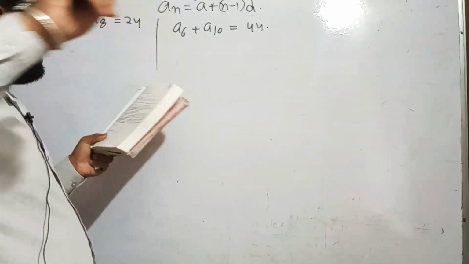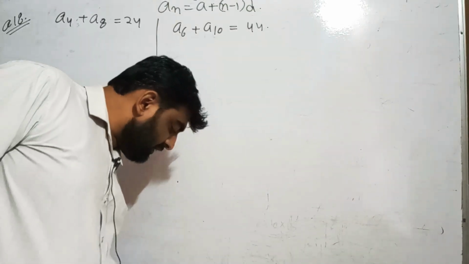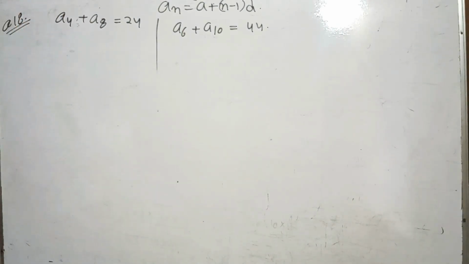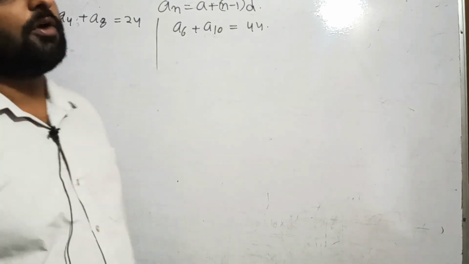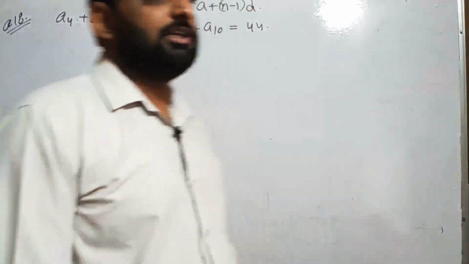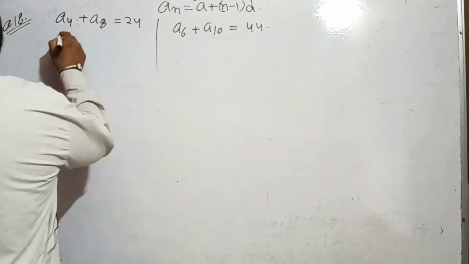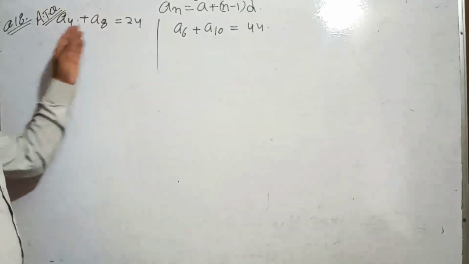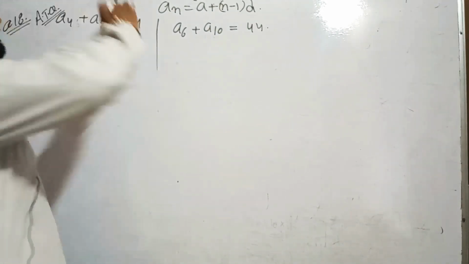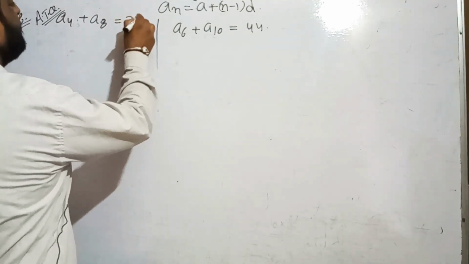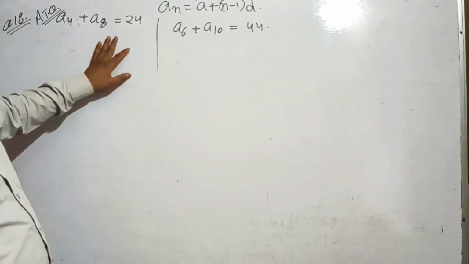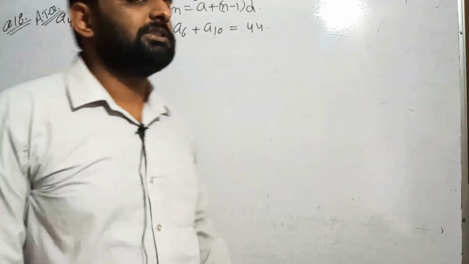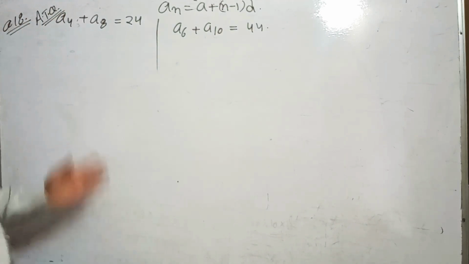So first find the first three terms of the AP. It means first of all, you have to find a and d, form the AP, and then find the three terms of that AP. According to the question, the sum of the fourth and eighth term of an AP is given as 24, so a4 plus a8 equals 24, and the sixth and tenth term is given as a6 plus a10 equals 44. 24 and 44 are there.